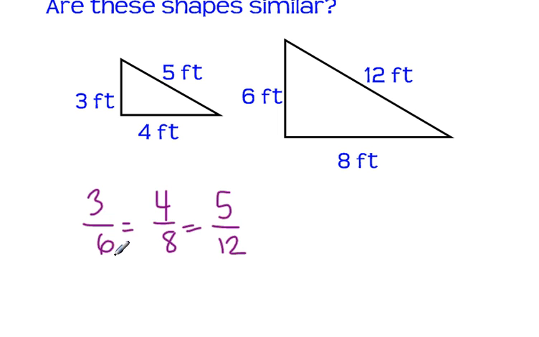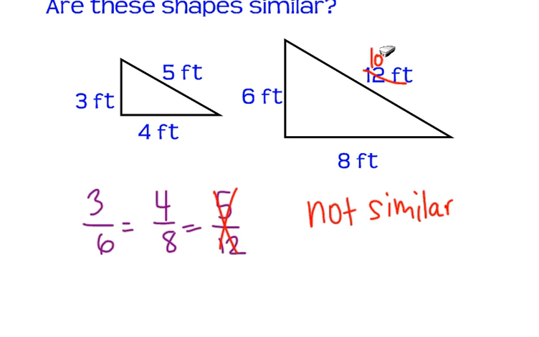Well, 3 over 6 is 1/2. 4 over 8 is 1/2, and 5 over 12, oh no, that does not work. These shapes are not similar. If this had been a 10, then I would have been able to say yes, because I would have had 5 over 10, which is also 1/2, but it wasn't. So are these shapes similar? No.